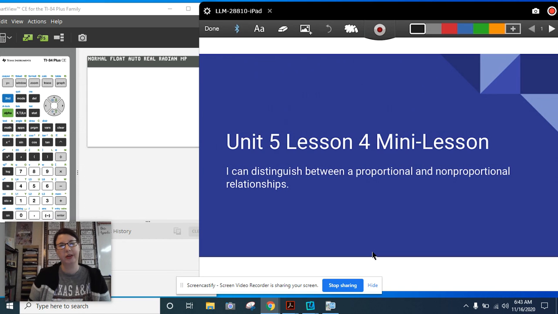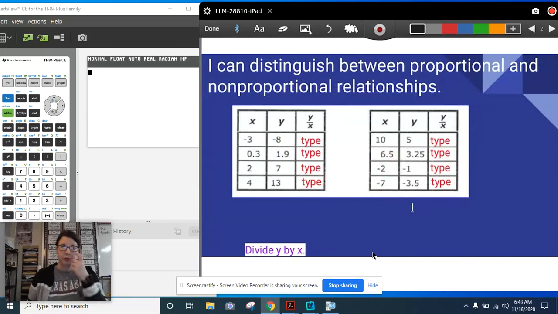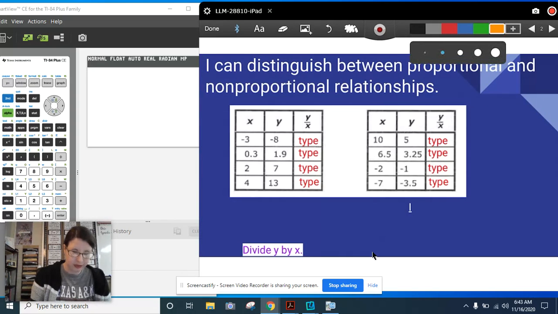So we are starting Unit 5, Lesson 4. I can distinguish between a proportional and a non-proportional relationship. So we've been talking a lot about slope, but now we're going to build in and start talking about our y-intercept. And we're going to play around a little bit and see what we get, because I want you to understand where we're getting this information.